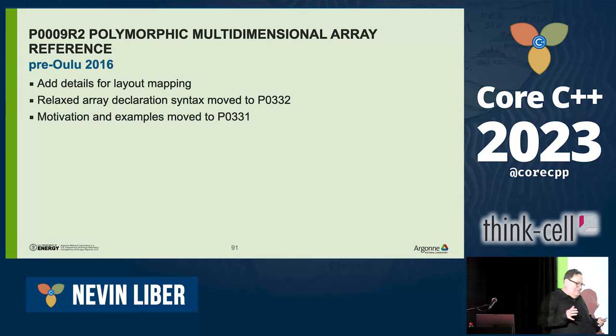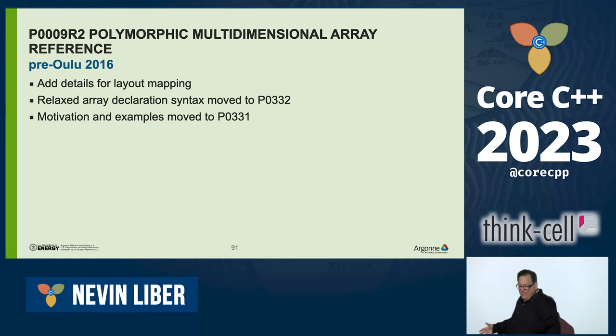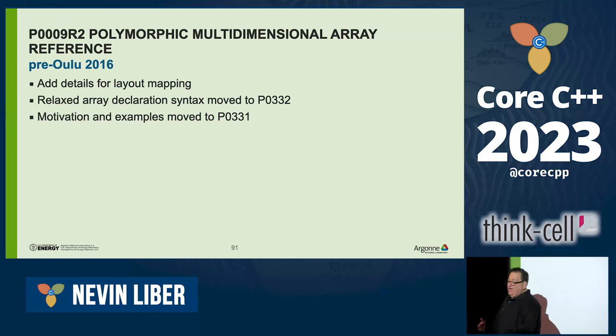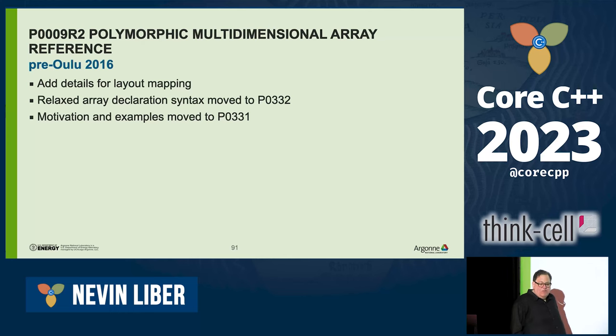So at that point, the library evolution group wanted a paper with just wording and then a paper with rationale. They wanted separate papers for that kind of stuff. So the Kokkos team just split it up. Sure, we'll do that. And the array declaration syntax, which is the language feature, got moved to its own paper so that could go through language evolution. And motivation examples moved to its own paper.